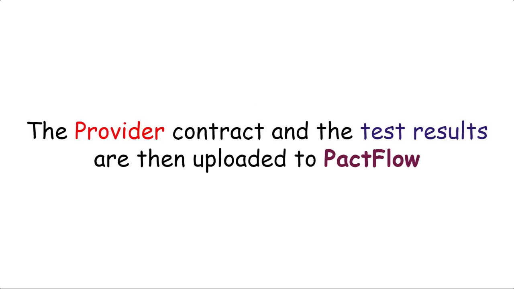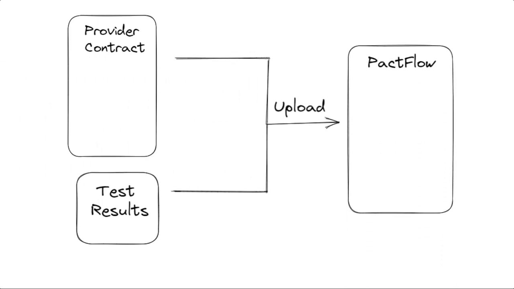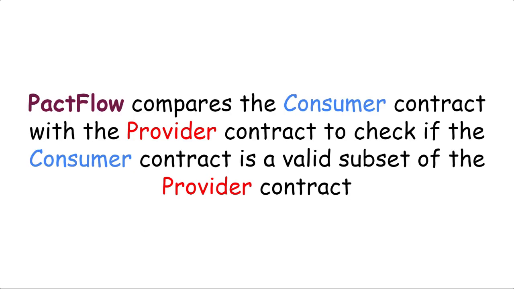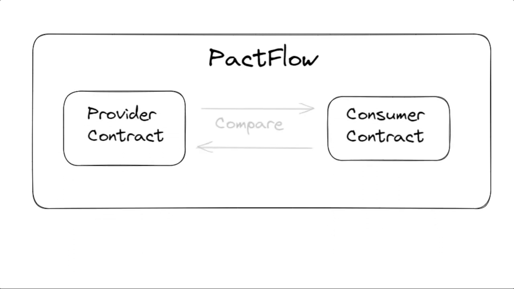The provider contract and the test results are then uploaded to pact flow. As mentioned, you can see the provider contract and the test results being uploaded to pact flow. Now that both the contracts are uploaded, pact flow compares the consumer contract with the provider contract to check if the consumer contract is a valid subset of the provider contract. As mentioned, you can see the consumer contract getting compared with the provider contract to check for any incompatibilities.